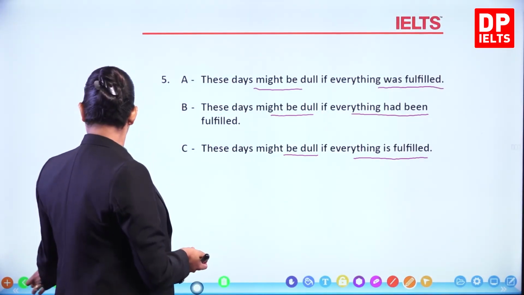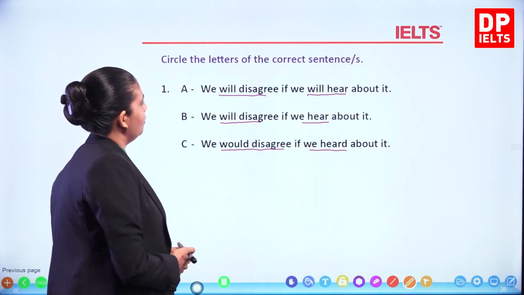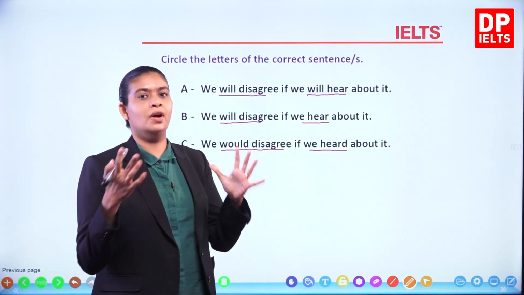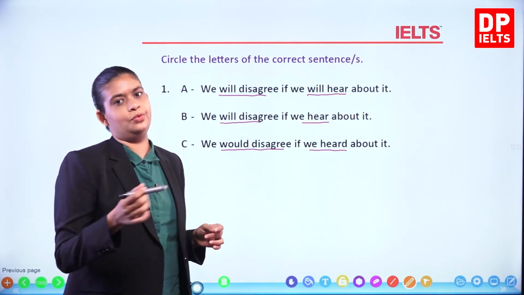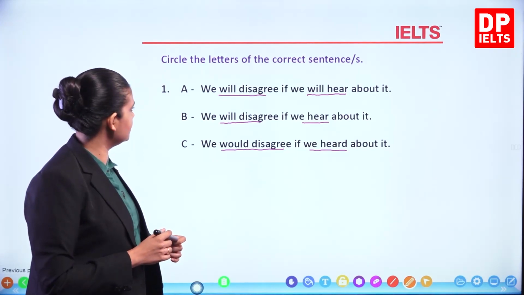Alright, so let us have a look at the answers. Now I'm assuming that by now you understand the rule, and now we could just have a look at the answers very quickly at this part, right?